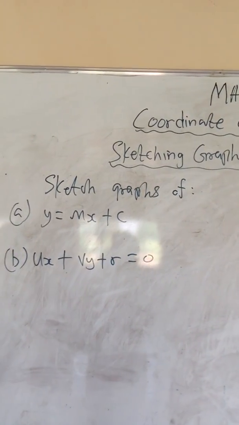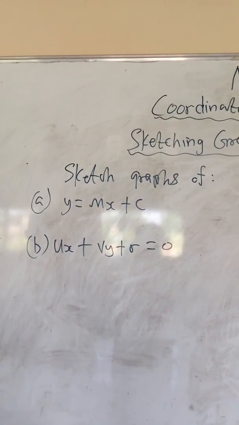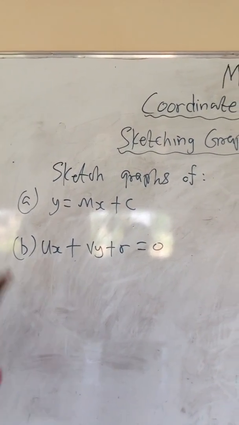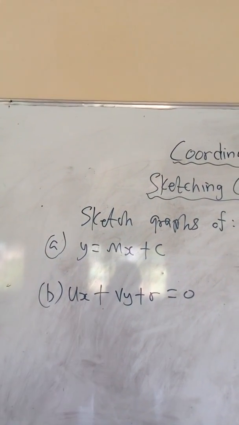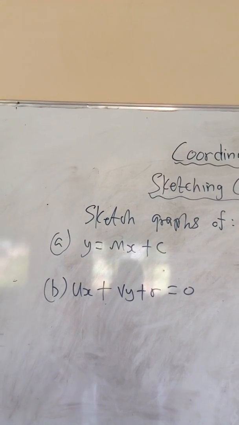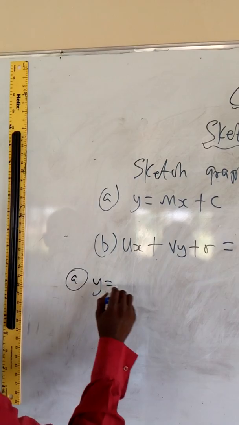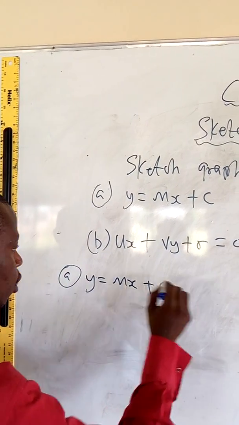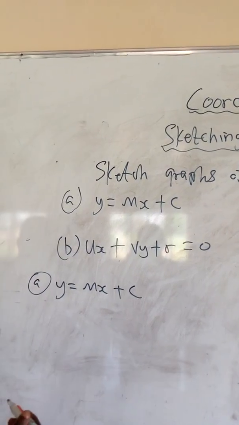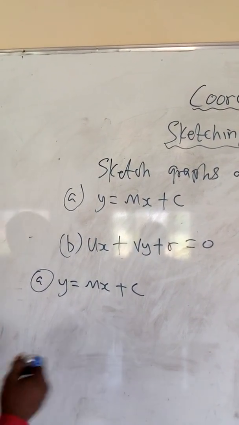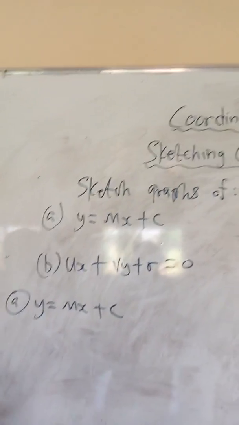What we need is to have what we call coordinates, and those coordinates will be gotten from each equation. From the first equation, we need two coordinates, and those two coordinates can be calculated as this. A, for y equals mx plus c, to get the coordinates, we let y be equal to 0, then we find the corresponding value of x. At the same time, we let x be equal to 0, then we find the corresponding value of y.